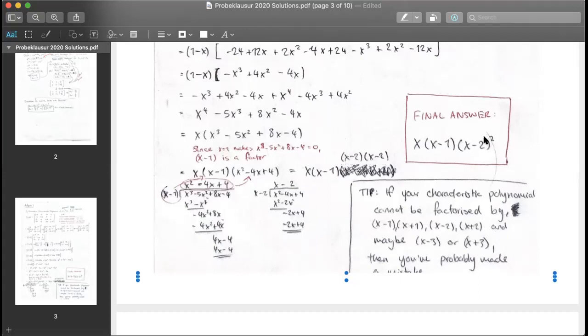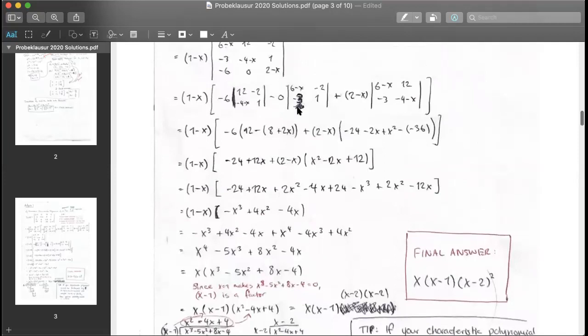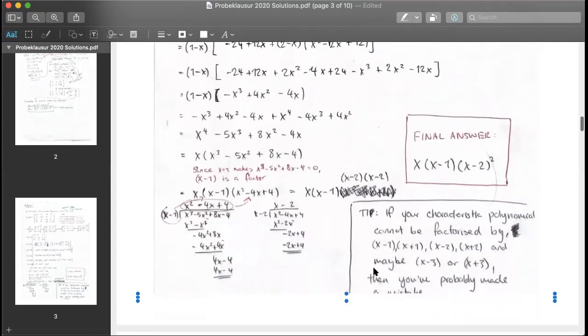That's your characteristic polynomial. All right, and there's plenty of places that you can make a mistake. So I guess the way that you can guess you've made a mistake is when you try to factor your polynomial.